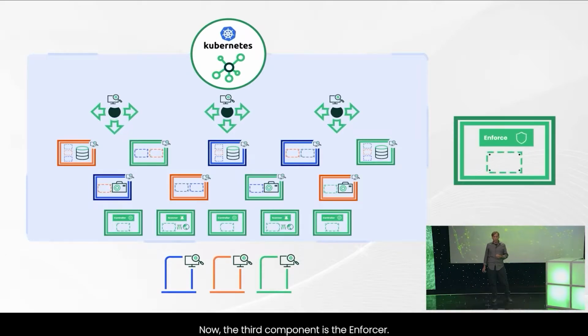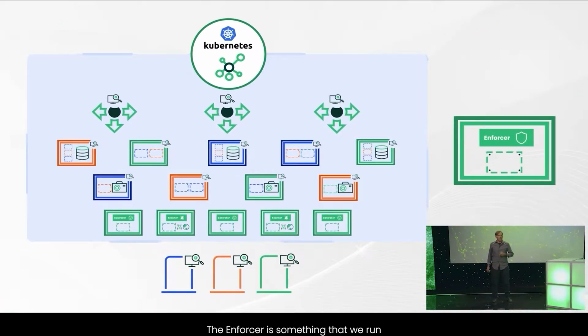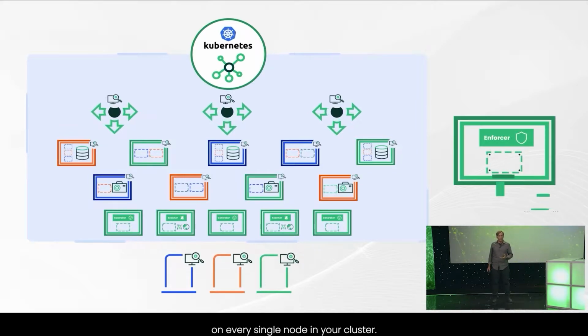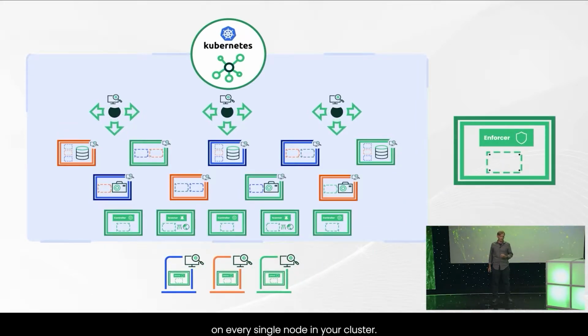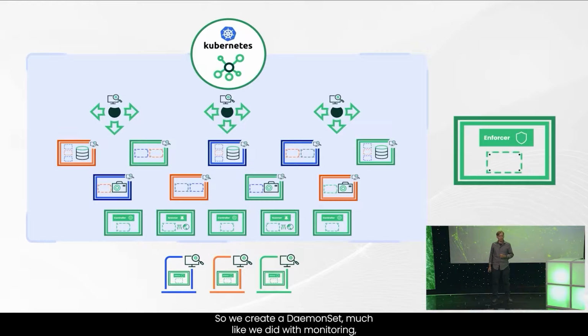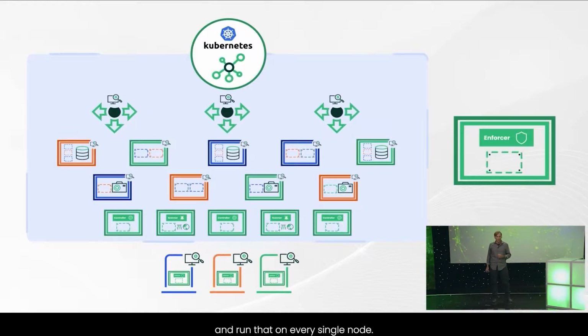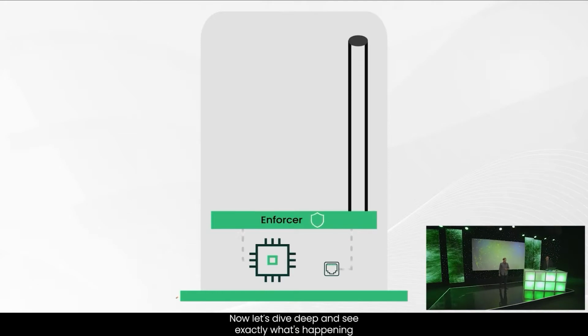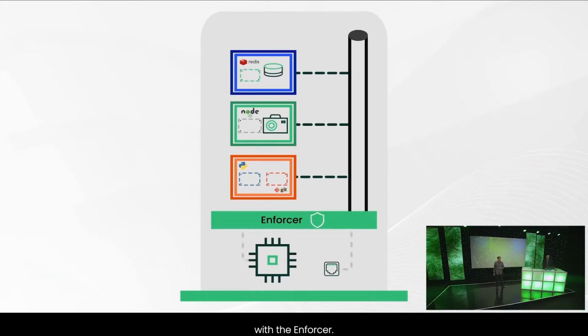Now, the third component is the enforcer. The enforcer is something that we run on every single node in your cluster. So we create a daemon set, much like we did with monitoring, and run that on every single node. Now, let's dive deep and see exactly what's happening with the enforcer.